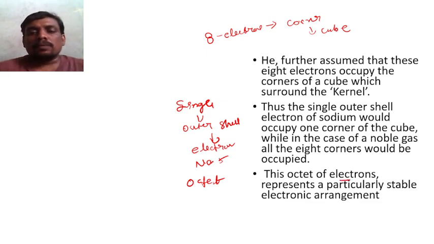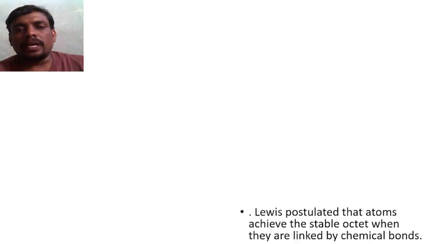An octet of electrons represents a particular stable electronic arrangement. This arrangement gives stability. If you take the diagrammatic representation, lithium has 1 electron, beryllium has 2 electrons, boron has 3 electrons, and carbon has 4 electrons. This shows the specific electronic configuration of the specific element.